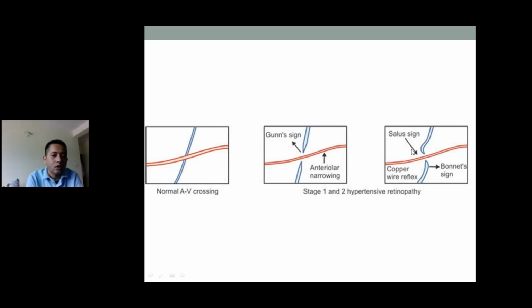The other sign is called the Salus sign. Here you can see what we talked about: the vein flows very straight, with no change or deflection. But here you can see the vein came here, and there is a slight deflection. So this is known as the Salus sign.